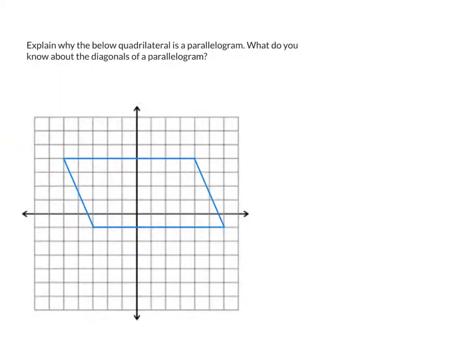All right, here it says, explain why the below quadrilateral is a parallelogram. What do you know about the diagonals of a parallelogram? Okay. So a two-parter again. I think we can get through both on this one. So why is it a parallelogram? Well, that goes all the way back to our family tree from Unit 4. Our biggest thing that we know about parallelograms, the opposite sides are parallel.